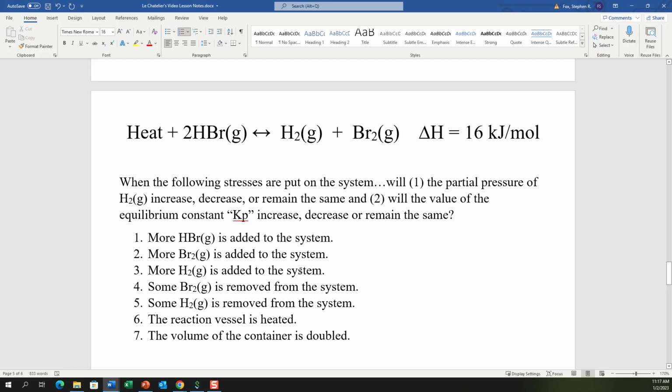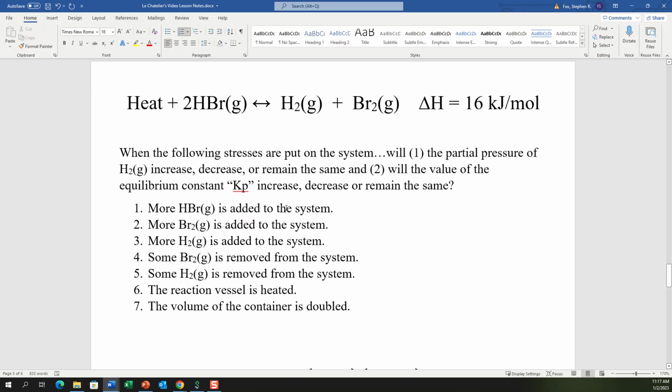All right. So more HBr is added. If we add more HBr, the reaction is going to shift to the right, producing more H2. So if you have more H2 gas, when equilibrium gets reestablished, the partial pressure of H2 will increase. So we'll say H2 increases, Kp stays the same.